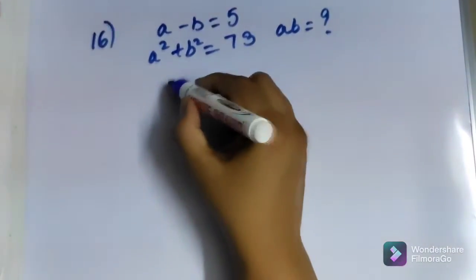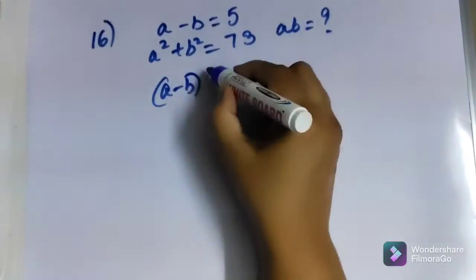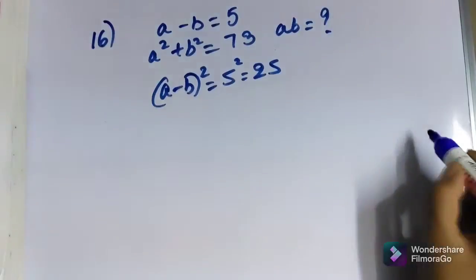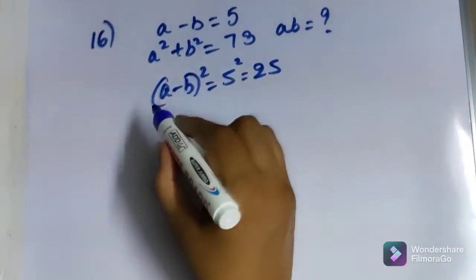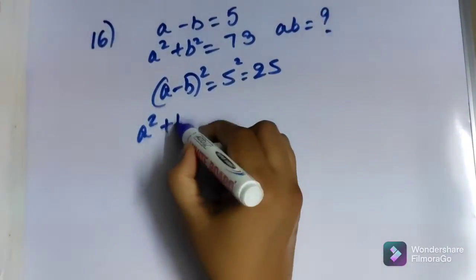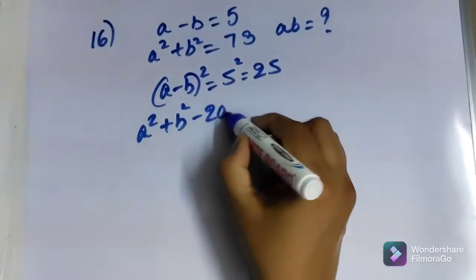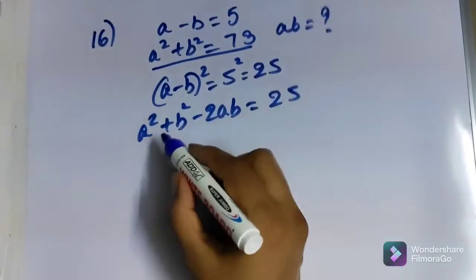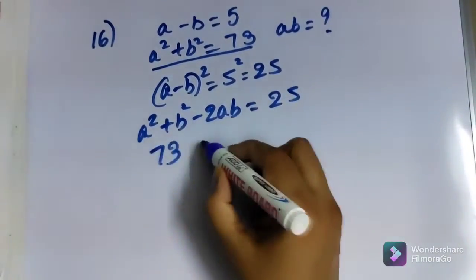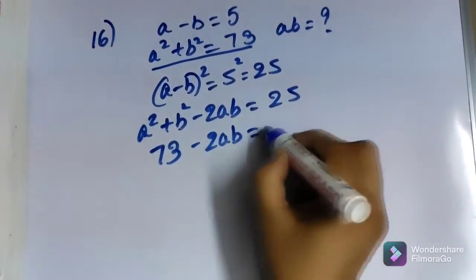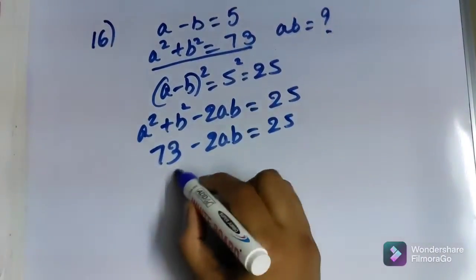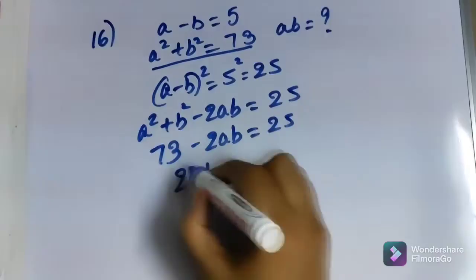I will square both sides. I will get (a minus b) whole square is equal to 5 square, which is nothing but 25. Let me open this using the (a minus b) square formula. a square plus b square minus 2ab is equal to 25. We have the value for a square plus b square as 73. So 73 minus 2ab is equal to 25. Now I am shifting this to that side, it becomes plus 2ab. I'll shift 25 to this side.